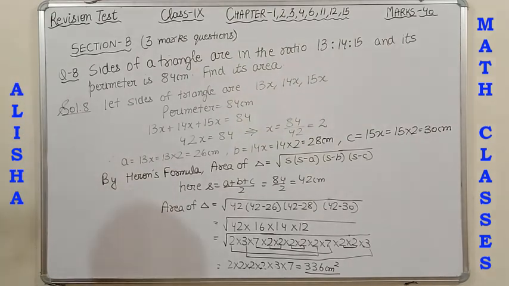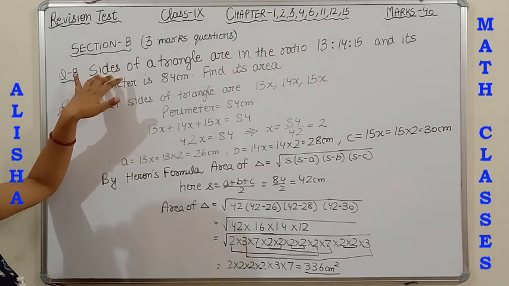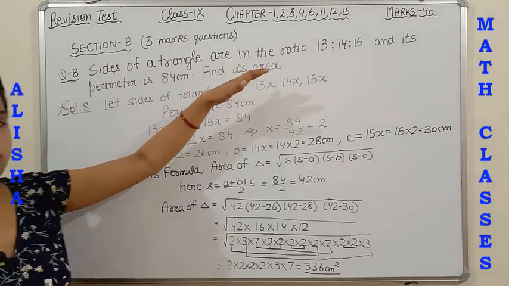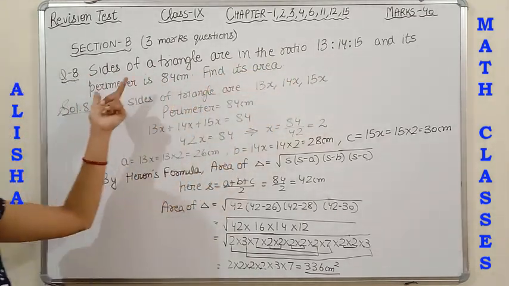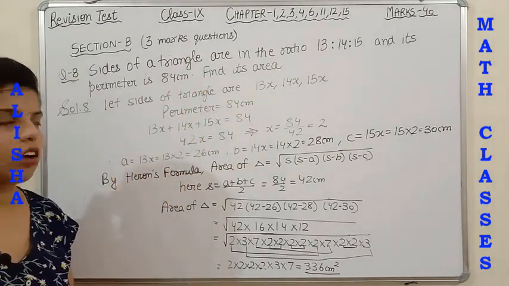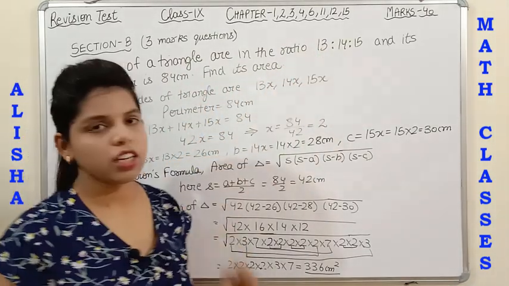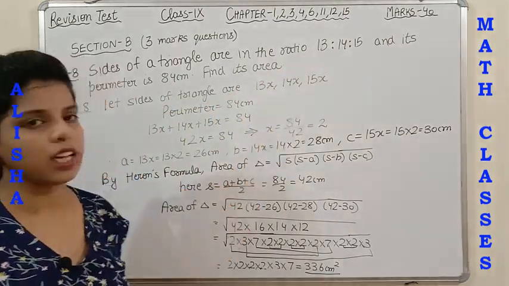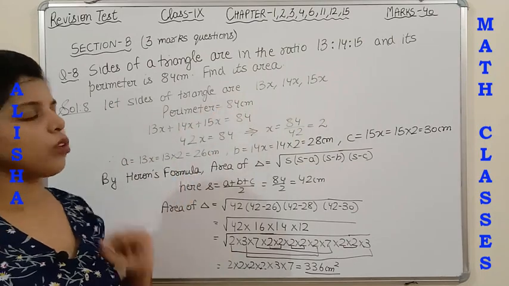So students, next question is based on chapter number 12, that is Heron's formula. Question number 8: the sides of a triangle are in the ratio 13:14:15 and its perimeter is 84 cm. Find its area. So first of all, sides are given in the ratio. So let us suppose that the sides of the triangle are 13x, 14x, 15x. Now perimeter is equal to 84.